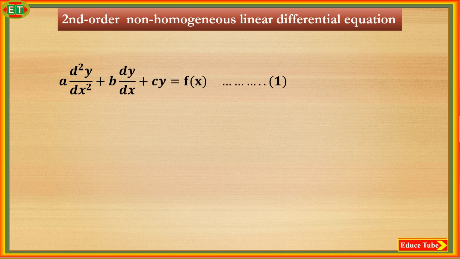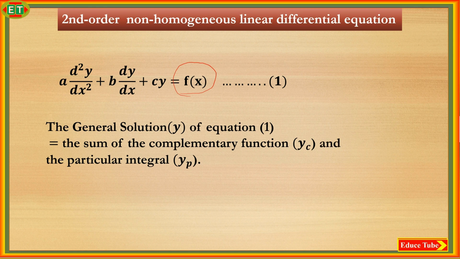Now, the same equation, the only thing I changed is that on the right hand side I put a function of x. So it is a non-homogeneous equation. To find the general solution of this equation, we have to find two things. One is the complementary function, another is the particular integral. Once we get these two, yc and yp, we sum them up, then we get the general solution. Here is the expression.